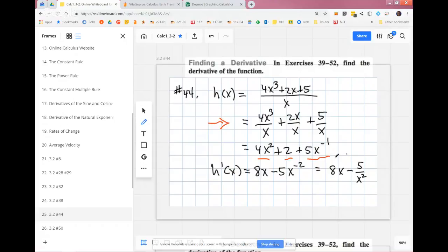Now we can find the derivative. 4x squared, power rule, 8x. 2 is a constant, goose egg, gone. The derivative of 5x to the negative 1, negative 5x to the negative 2. So even when you have a division problem like this, without the rule we're going to learn tomorrow, we can still do that. Again, questions?